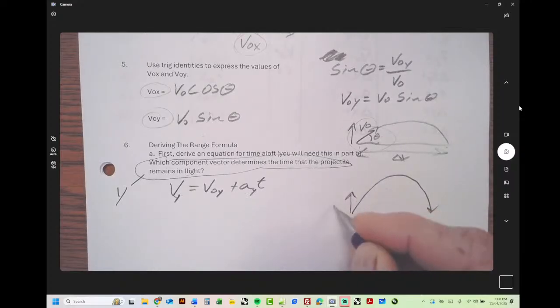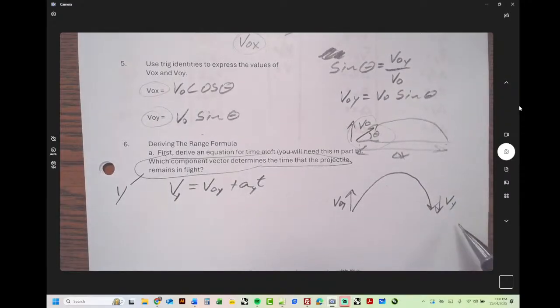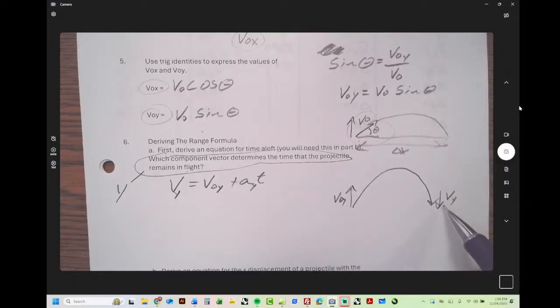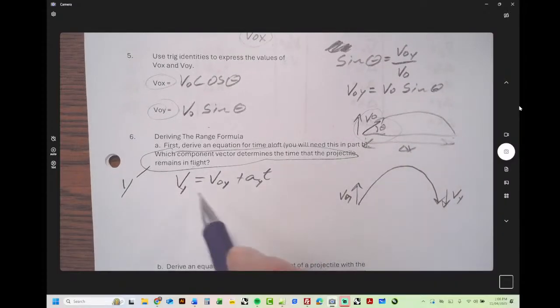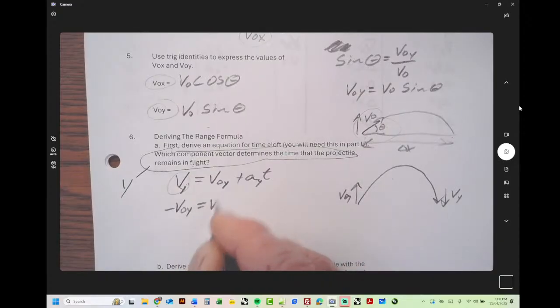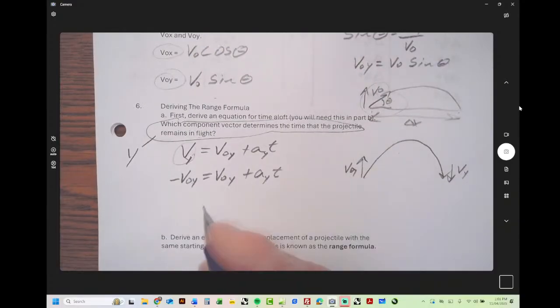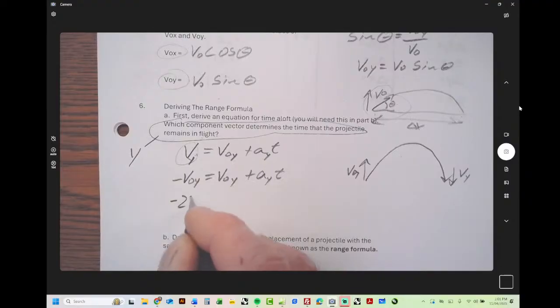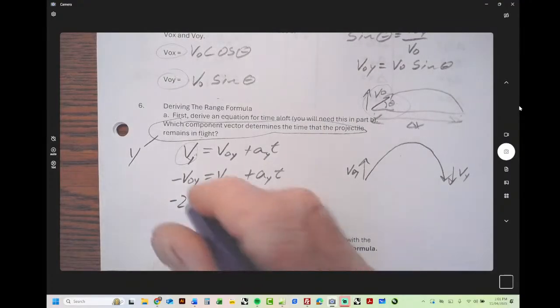So in the beginning, let me just draw it again. If this is the initial y velocity, what does the final y velocity look like? They're the same, but opposites. So instead of vy, I'm going to write negative v0y, because this is the negative of v0y. So that gives me negative v0y equals v0y plus ay times t. And now I'm going to subtract v0y from both sides. I get negative 2 v0y.